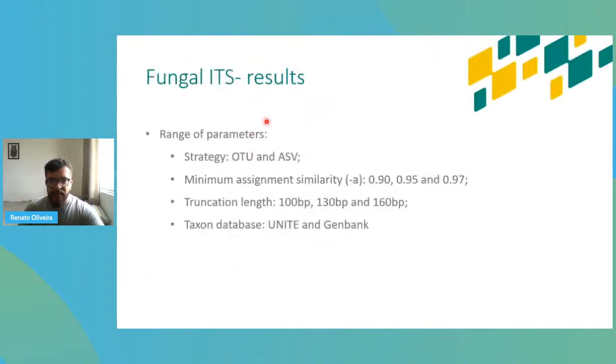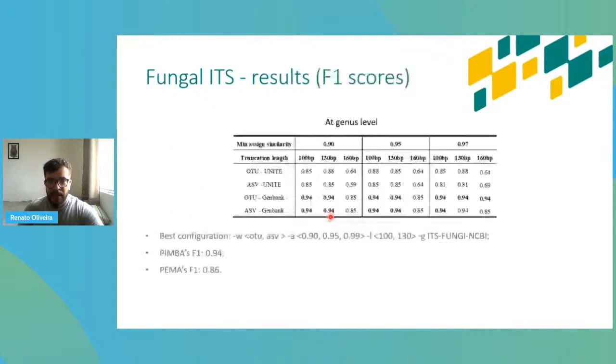For the fungal dataset, we varied the strategy, the minimum assignment similarity, the truncation length, and also the databases. And for the genus level, we can see that both OTU and ASV using the GenBank database obtained nice results at the truncation length of 100 base pairs and 130 base pairs in every assignment similarity. So with this configuration, we obtained an F1 score of 94% against 86% of PEMA.